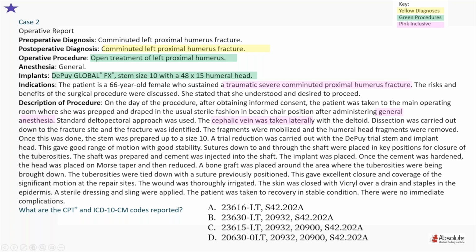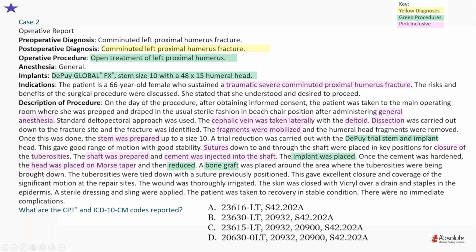The cephalic vein was taken laterally with the deltoid. Dissection, this is how they carried it out. Fragments were mobilized, stem was prepared. Now we're talking about that implant. DePi, trial, stem and implant. I kind of am duplicating myself, but it's okay. Sutures, tuberosities, shaft was prepared, cement was injected into the shaft, implant was placed. Head was placed on Morse taper, reduction, reduced, bone graft.